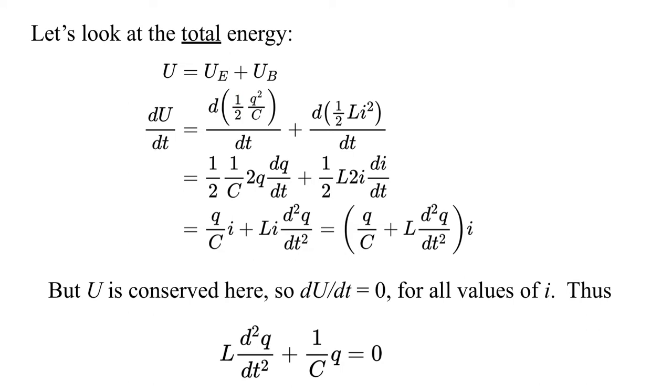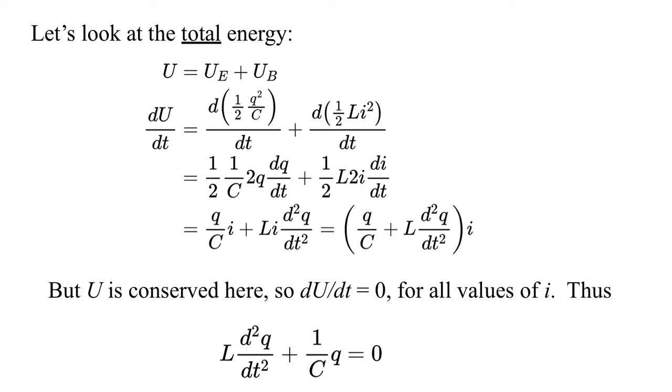The dU/dt would be the derivative of each of these with respect to t, but of course C is constant and 1/2 is constant. So we get 1/2 times 1/C times the derivative of q squared, which is 2q dq/dt. And likewise, I have 1/2 times L times the derivative of I squared, which is 2I dI/dt. Yay for the chain rule. Of course, dq/dt is just I.